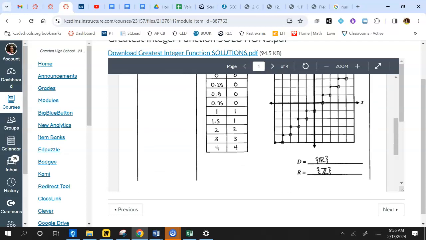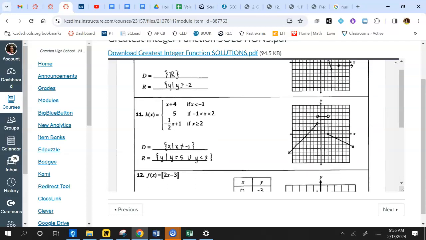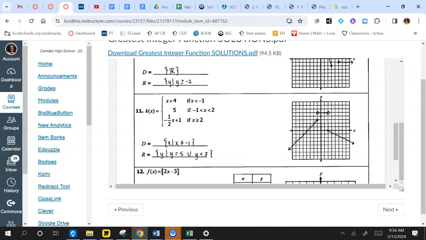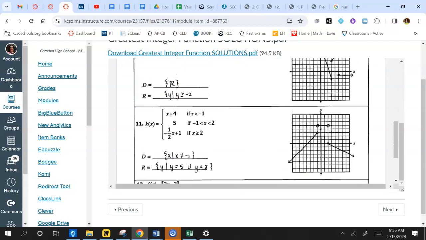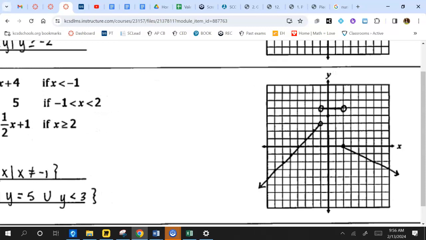There it is. So let me give you this to check, Rhett. They do it just a little bit differently on the domain and range. Did you get the graph of 11? All right, so let's look at the domain and range then.